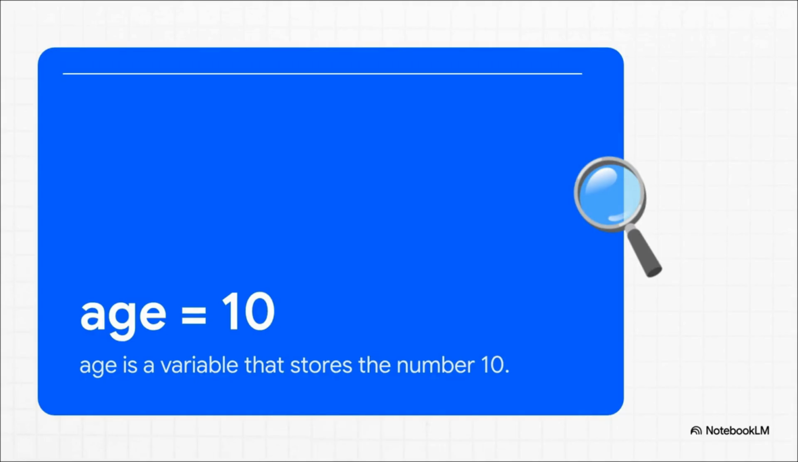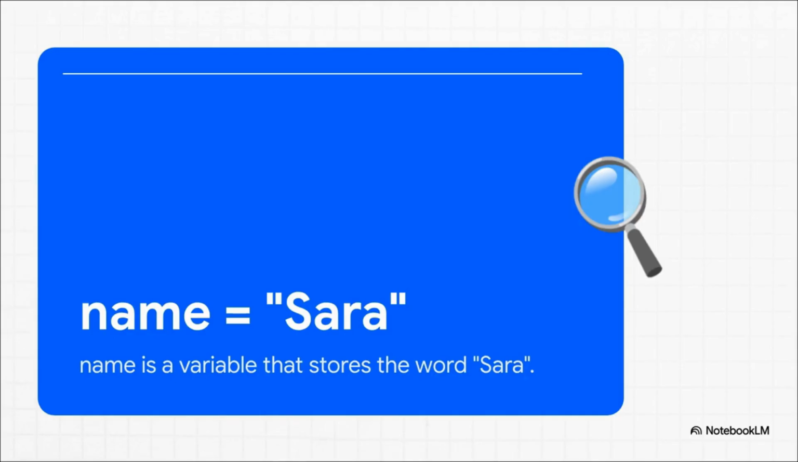The name of our box, or our variable, is age. And what do we put inside? The number 10. See? Super straightforward. And it's not just for numbers either. You can store words too. In this case, our variable is called name, and the value inside is the word Sarah. Those quote marks, by the way, are just how we tell Python, hey, this is text, not a command.